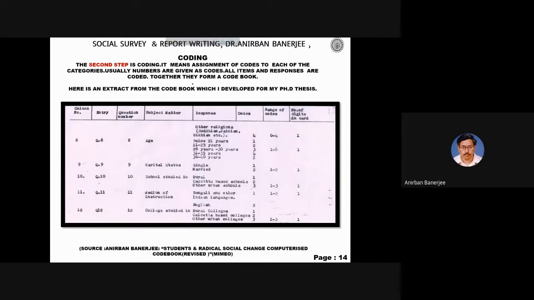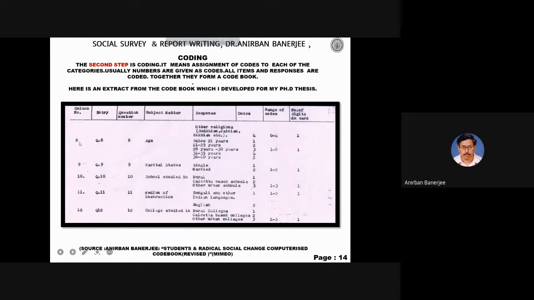Now, coding is the second step of data processing. It means mainly assignment of codes to each of the categories. Usually, numbers are given as codes. All items and responses are coded. Together, they form a code book. Here is an extract from the code book which I developed for my PhD thesis.